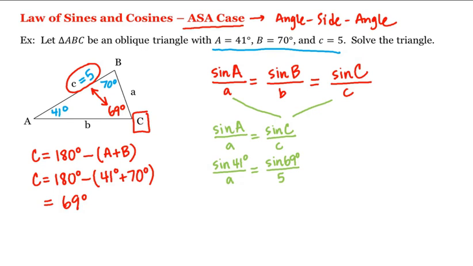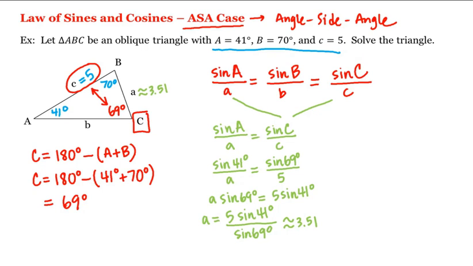And now cross multiplying, we have that a times sine of 69 degrees is equal to 5 times sine of 41 degrees. Or a is equal to 5 times sine of 41 degrees divided by sine of 69 degrees. And if we put this in our calculator and round to the nearest hundredth, we get that this is approximately 3.51. So let's mark that over here in our triangle. A is approximately 3.51.